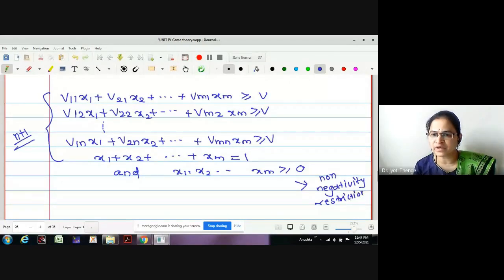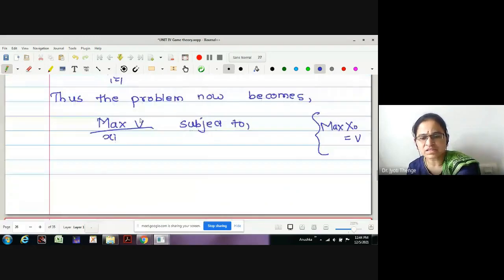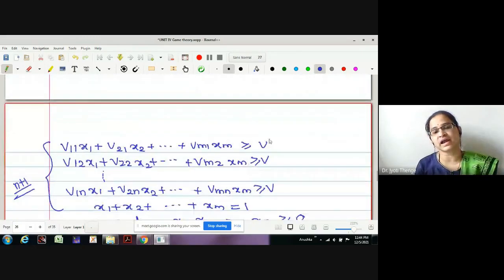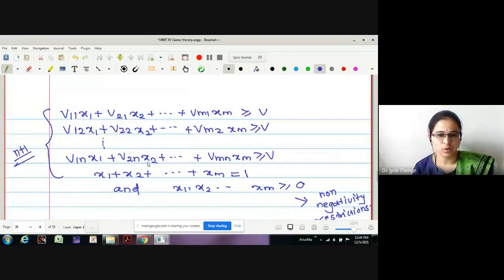But the problem here is, whatever is the objective function v, the same occurs as the right hand side of your constraints. Okay, correct? What's the problem? Whatever is your objective function v is given to be the right hand side of this problem. So we now just want to simplify this idea.